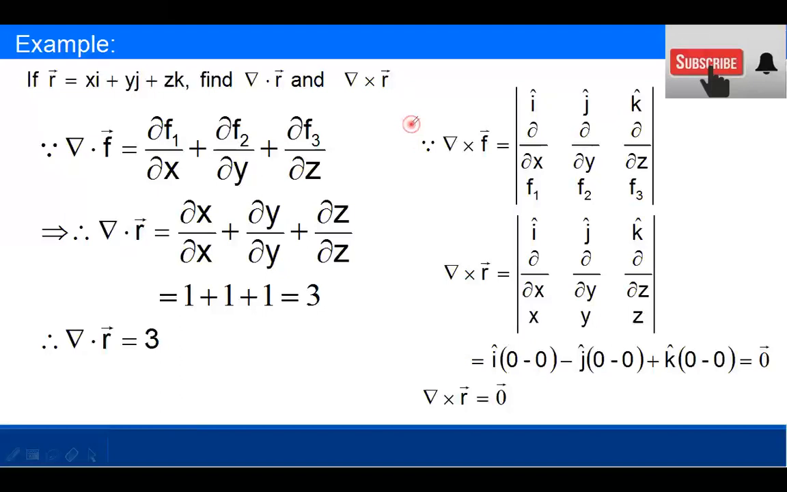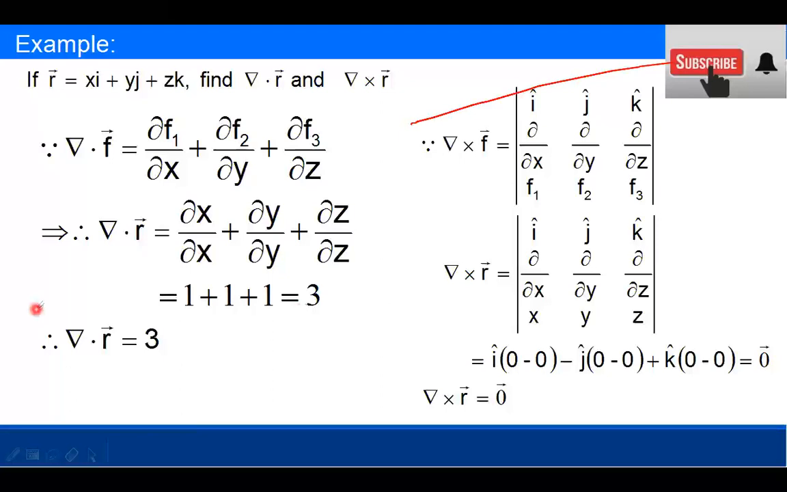So now in this problem, if you compare this, f1 is x, f2 is y and f3 is z. Therefore, del dot r bar equals dou x by dou x, that is 1, plus dou f2 by dou y. So f2 is y, so dou y by dou y, that is 1, plus f3 is z. Therefore, this value is also 1. So 1 plus 1 plus 1 equals 3. Therefore, del dot r bar equals 3.